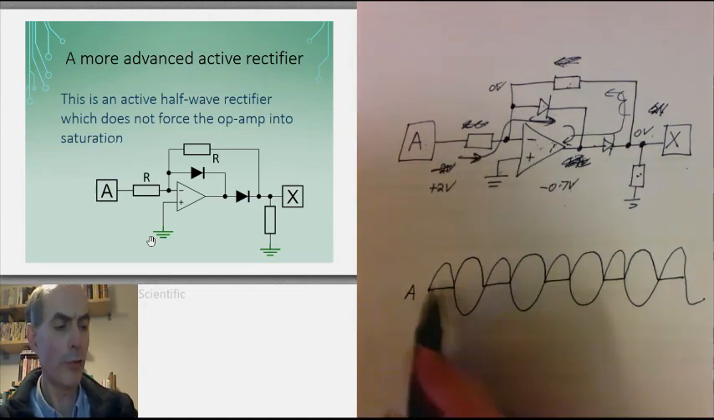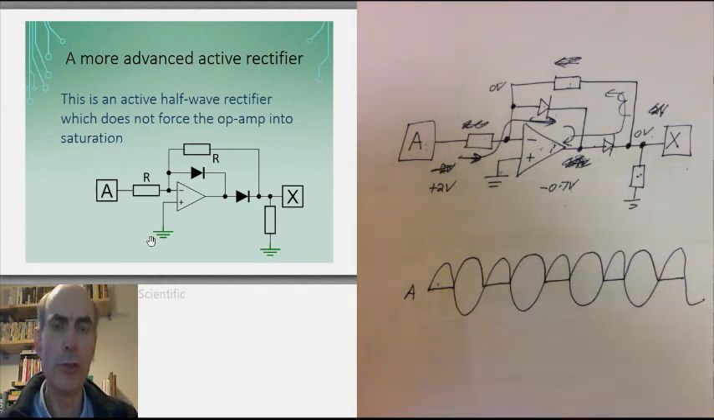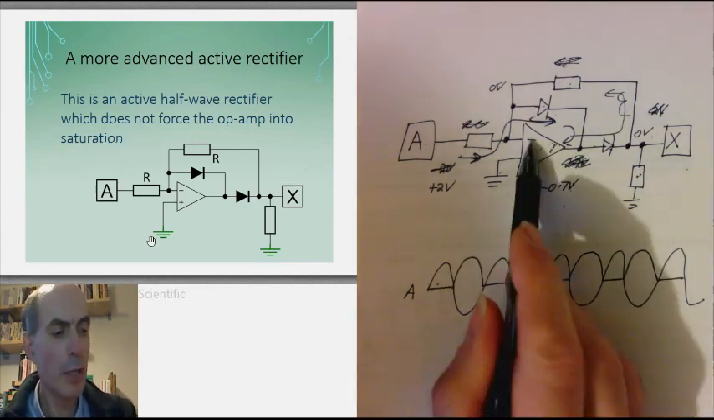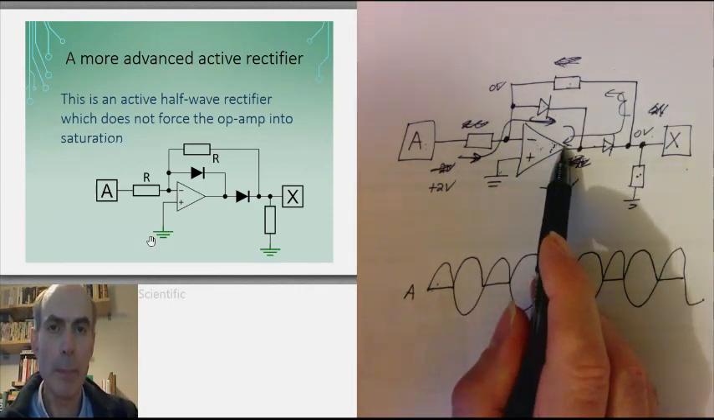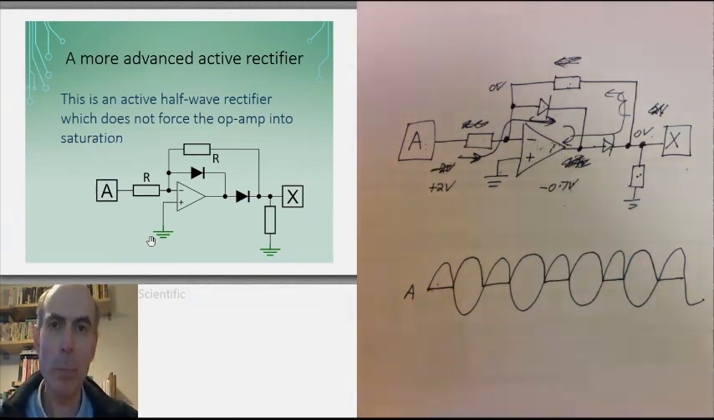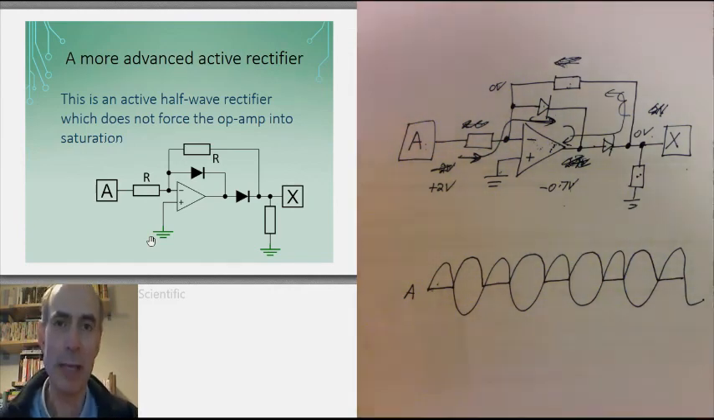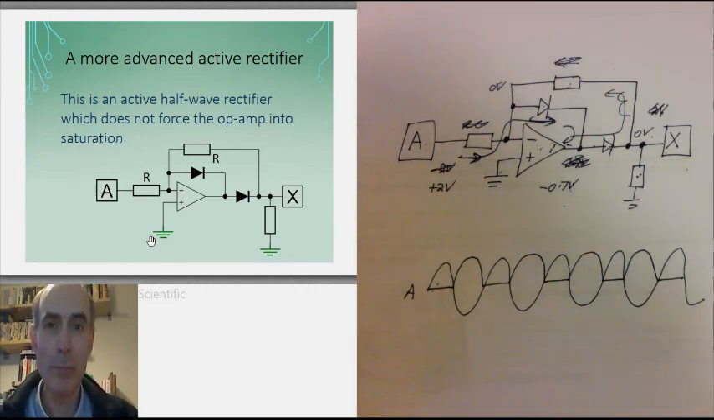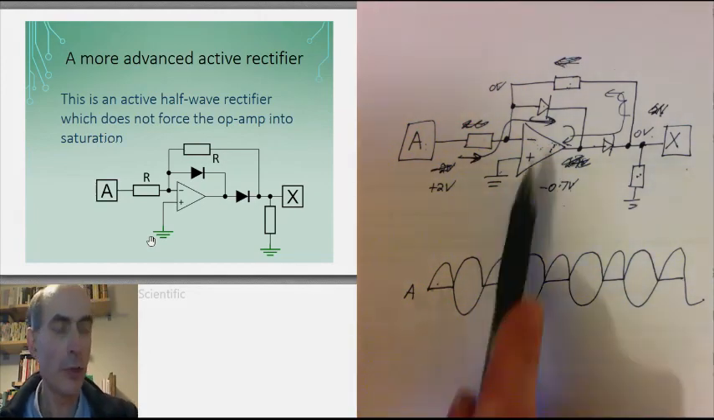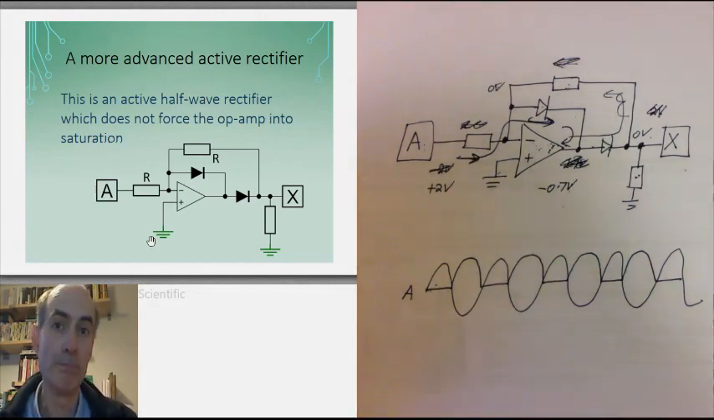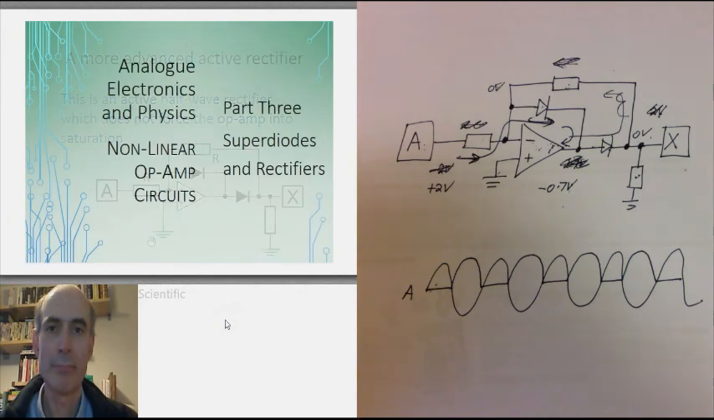But the advantage of this circuit is the op-amp never goes into saturation. It's in its linear region all the time. And often that can help the op-amp react faster. Once an op-amp gets into saturation, it can take a bit of time to recover and get out of saturation again. And that is one issue with the simple superdiode circuit that we looked at earlier. This circuit does not suffer from that problem. Next time, we'll have a look at full wave rectifiers.